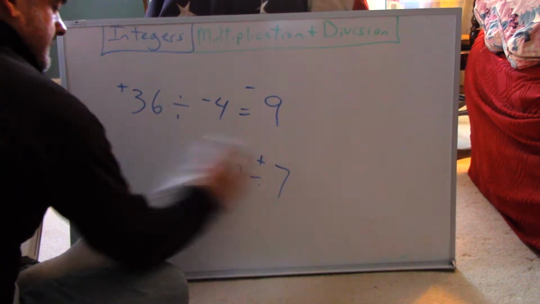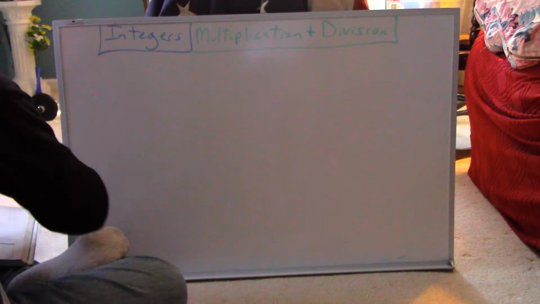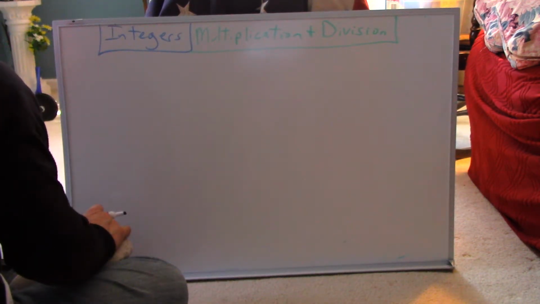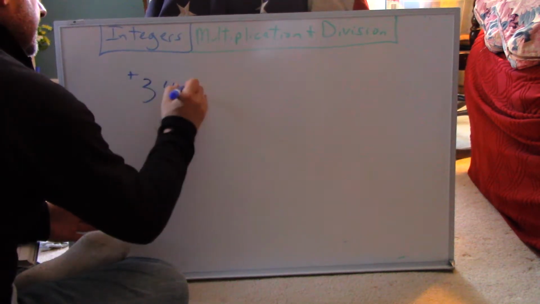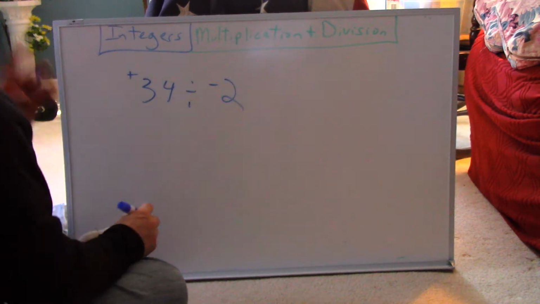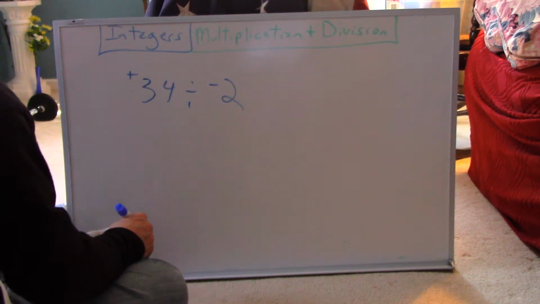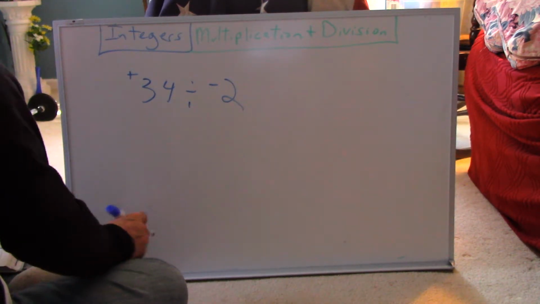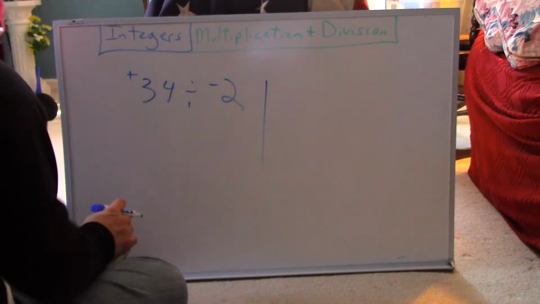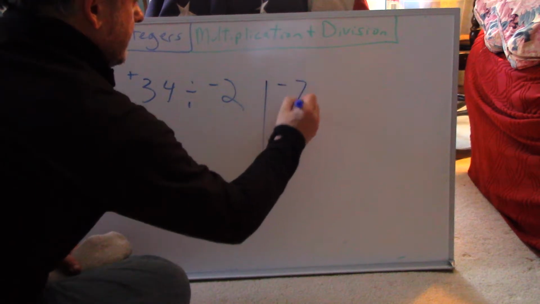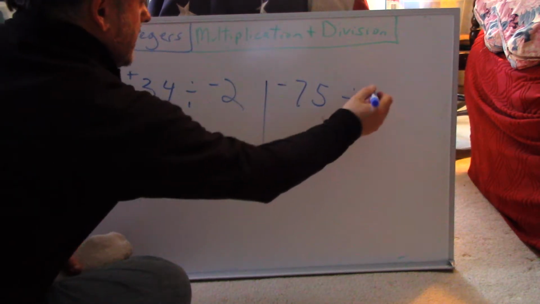Just do another one. Okay. I'm kind of rocking through this. It's really not that hard. 34 positive divided by negative 2. We'll get to that in a minute. I want to do another one. Here's another one here: negative 75 divided by negative 5.